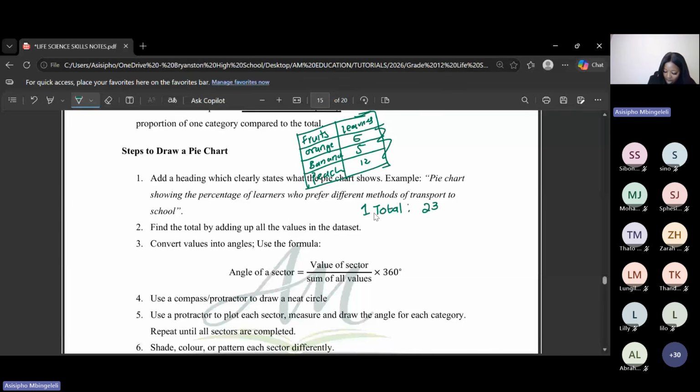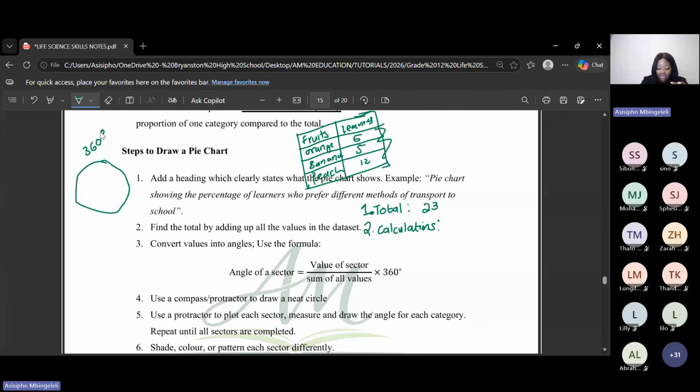That is step number 1. Get a total of whatever you are given. If it's in percentages, it will already be in 100, but confirm. That's the first thing. Step number 2, you are then going to do calculations. What are these calculations for? Remember when you draw a pie chart, you are basically going to draw a circle which will be measured out of 360 degrees. You need to be able to calculate for each category.